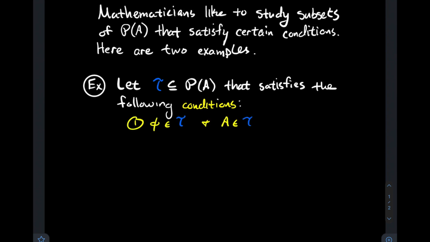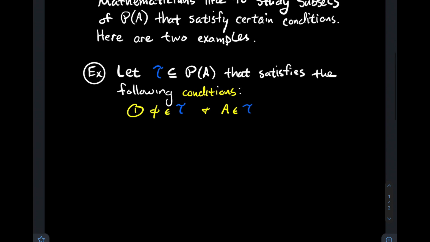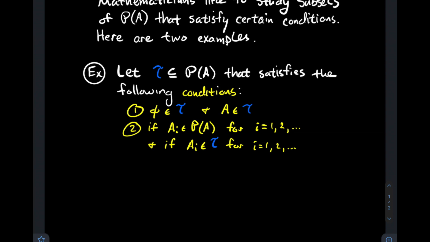So T should be a bunch of subsets of A that satisfy the following conditions. Here are some conditions together that mathematicians have deemed important for certain applications. The first condition is that the empty set should be in T, and the whole set A should be in T. The second condition is that if A_i is in the power set of A for each i equals 1, 2, and so on, maybe infinitely many, but countably infinitely many, and each of the A_i is in T, then when I take their union, that should be in T as well.